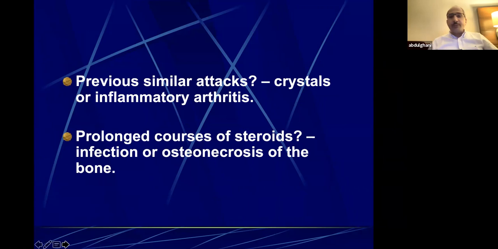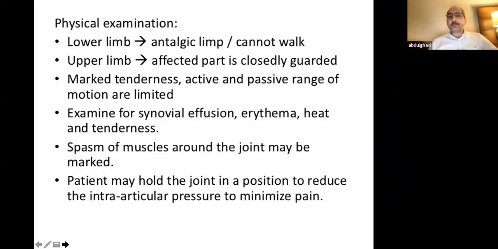You must ask for a history of previous similar attacks. If that is the case, it is most suggestive of crystal arthropathy or inflammatory arthropathy. Ask for a history of any prolonged course of steroids, because that can be a predisposing factor for infection or maybe osteonecrosis of the bone. So you have to carefully ask for a complete history.